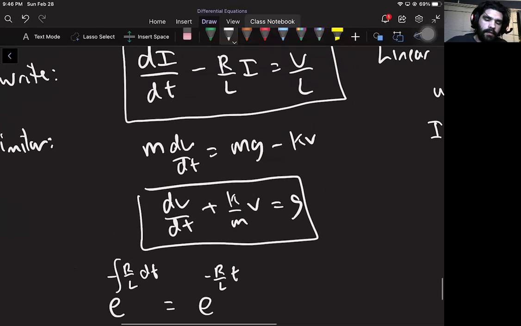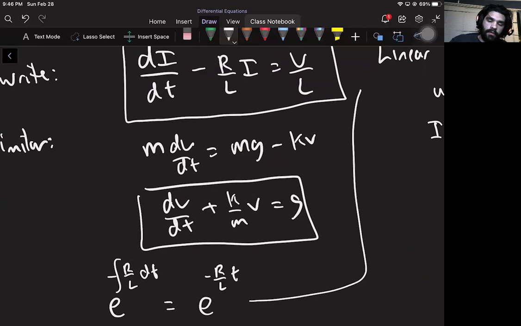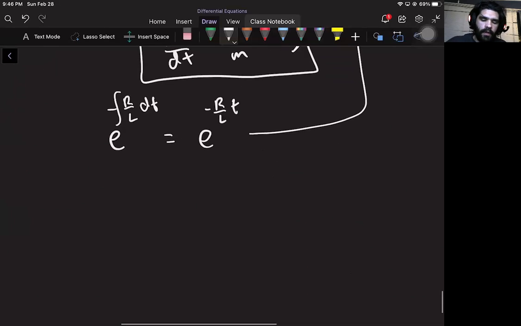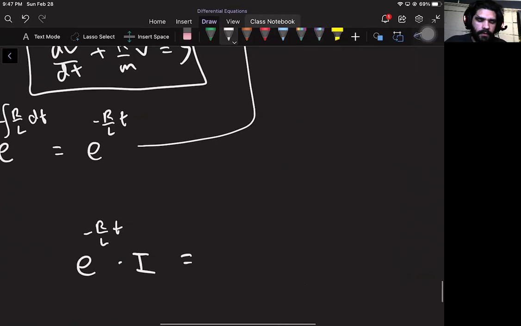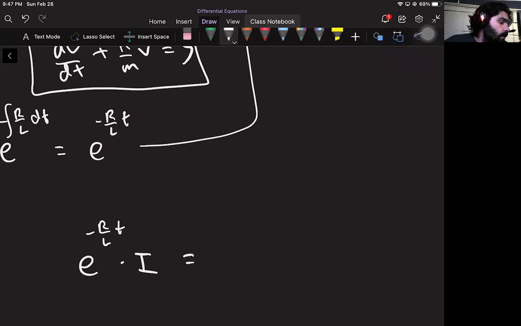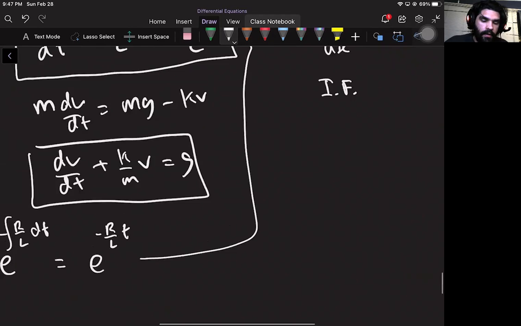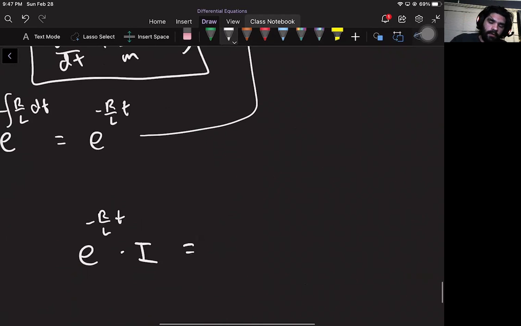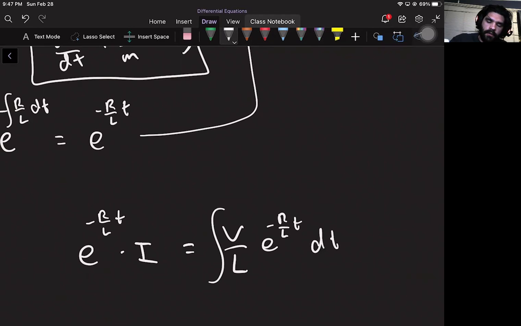Okay, so then I multiply this integrating factor to this linear equation. And I use the fact that I'm really good at linear equations now to know that the left side just becomes the integrating factor times the variable. So instead of y, it's I, the variable that's dependent on the other one. So I is dependent on time. And on the right side, I just have this constant V over L, and I'm multiplying it by the integrating factor, and I'm integrating with respect to t.